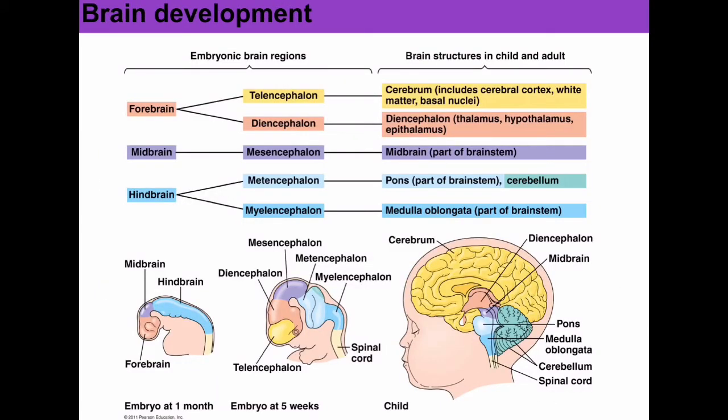So let's talk about the breakdown of that development. I'm going to go back and forth between a couple slides, so let me go ahead and just start here. This is an embryo at 1 month, right? An embryo later on at 5 weeks, and this is a smaller child.